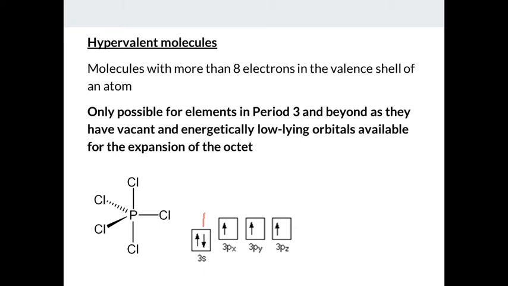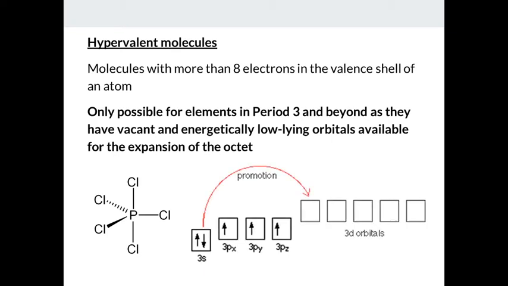This is because it can promote 1 electron from the 3s orbital to a vacant and energetically low-lying 3d orbital. So why is this possible? Because the 3d orbitals are of the same quantum shell as the 3s orbital, and thus it does not require a lot of energy to promote the electron from 3s to 3d, and the energy stabilization achieved by the formation of 2 additional bonds actually compensates for the slight energy increase caused by this promotion.